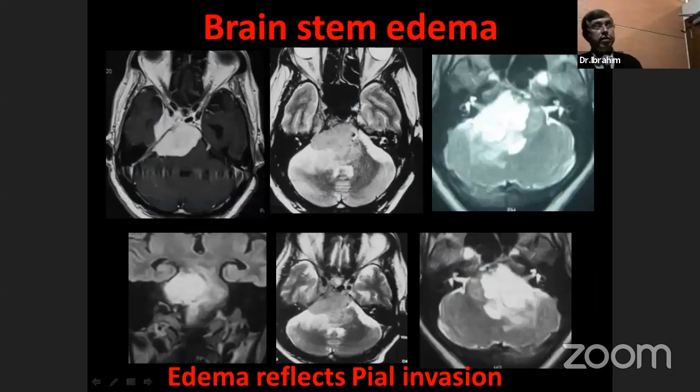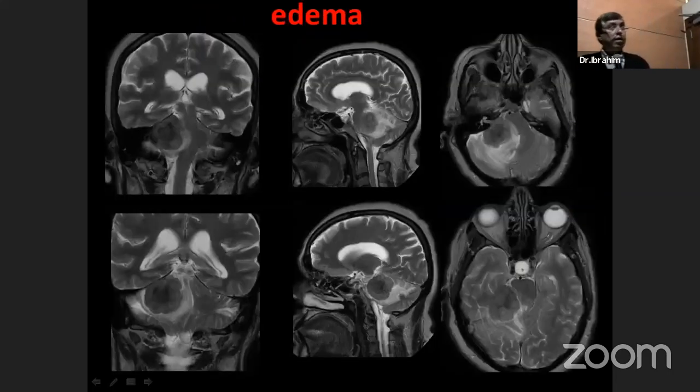Relationship with the brainstem causing edema. When you see edema, it means pial invasion has occurred. So the tumor is inside the neural tissue and it will end with disaster. They may die during surgery. And these patients, I tell the relatives, your patient may die on the table. That's the understanding of these edema cases. Look at here, the edema, severe edema.